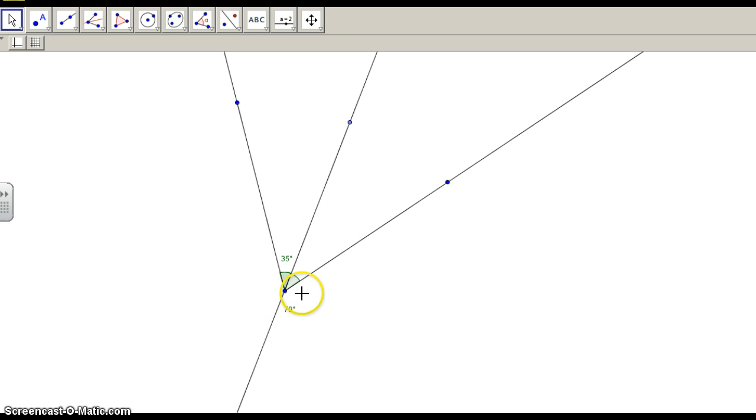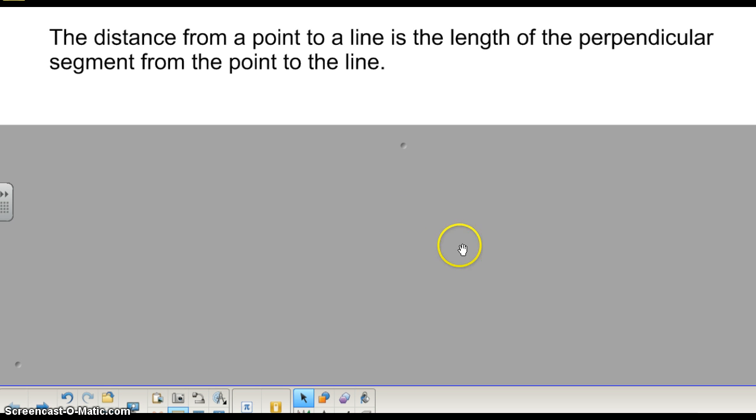Now, there is a relationship between the point on the angle bisector with the sides of the angle. Before we can actually talk about that relationship, which is going to be the angle bisector theorem, I do want to just bring up a definition, which is distance. So copy this down in your notebook. The distance from a point to a line is the length of the perpendicular segment from the point to the line. So copy that down.